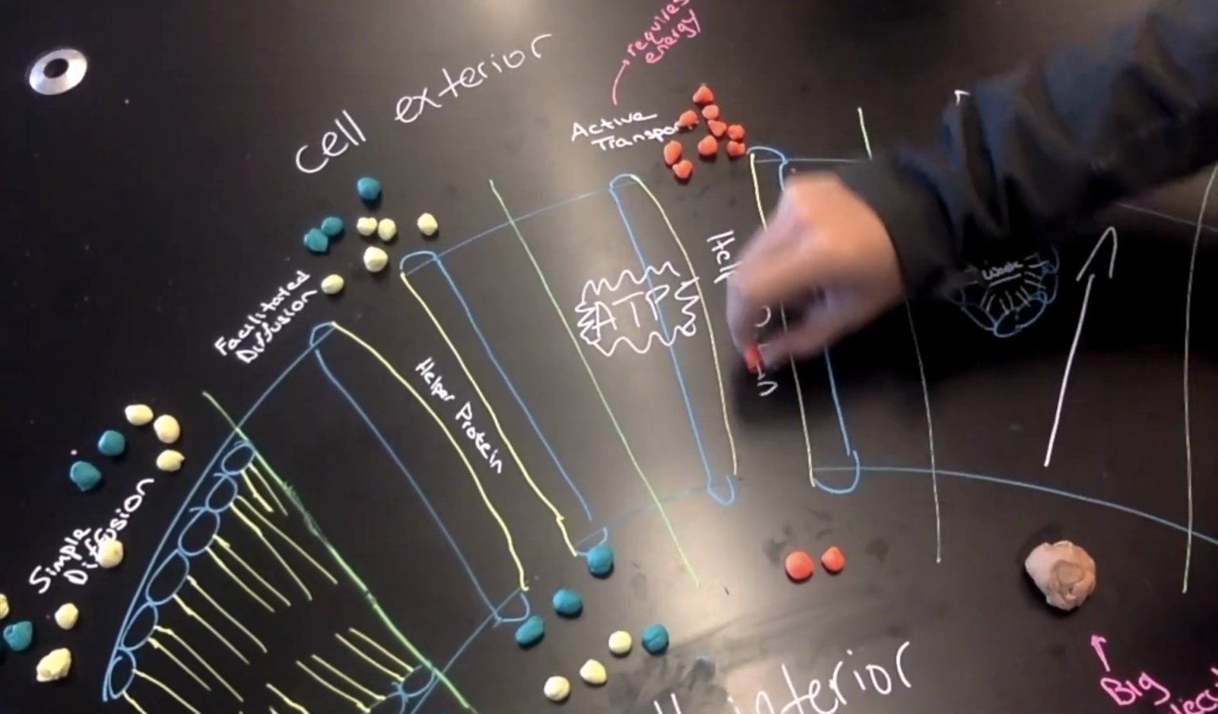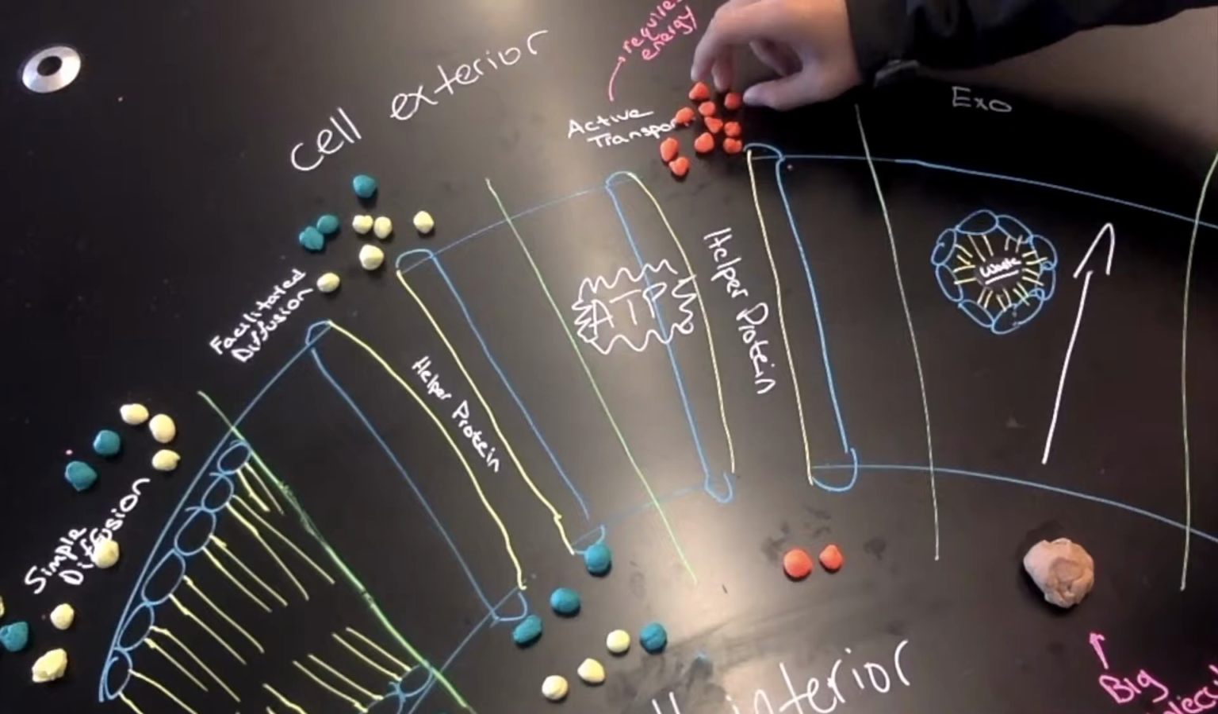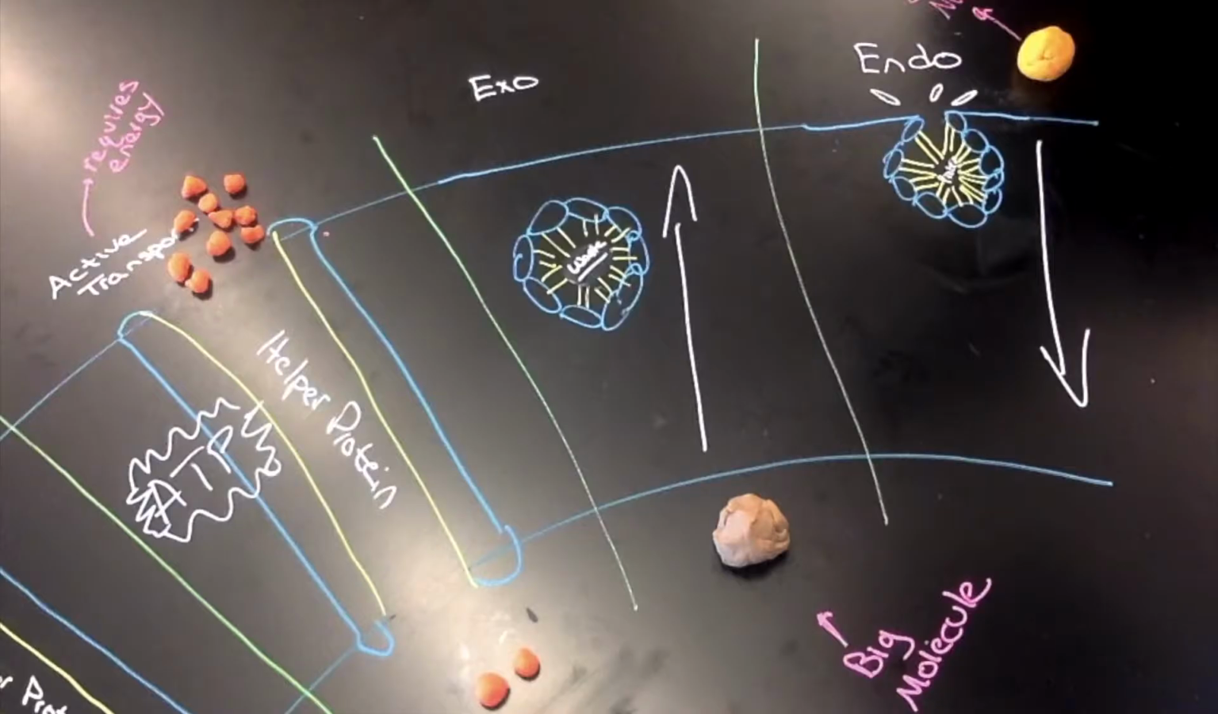This is not a natural process, so it requires the use of additional energy. The last 2 ways a molecule can be transported across the cell membrane is through vesicular transportation. Vesicles facilitate the transport of specific molecules across the cell membrane.